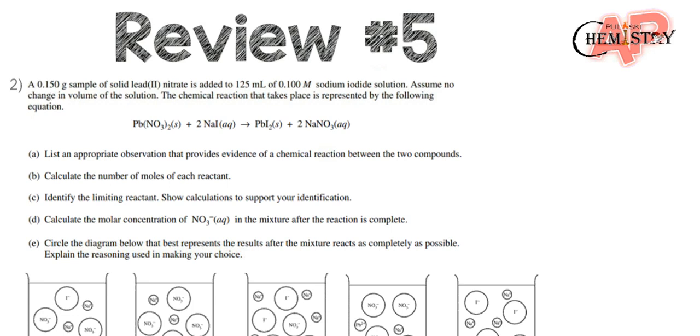Okay, we changed gears. And I like this problem because it just kind of reinforces. I think students are really troubled a lot on the actual exam, getting confused about pulling the trigger on not very complicated calculations, but ones that seem to confuse them. So I thought this was a good one. It says you have a sample of solid lead 2 nitrate, and it's added to sodium iodide solution. Assume no change of volume. The chemical reaction takes place as represented below. And here it is. A. List an appropriate observation that provides evidence of a chemical reaction between the two compounds.